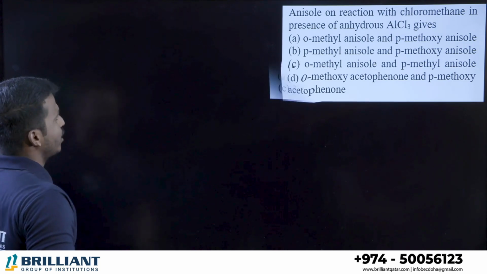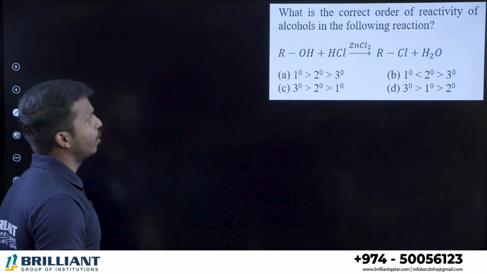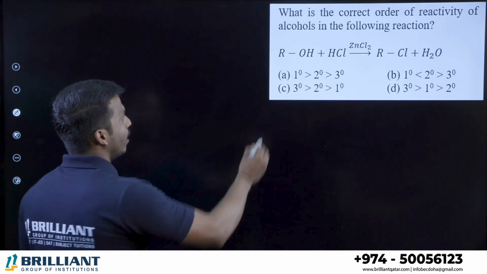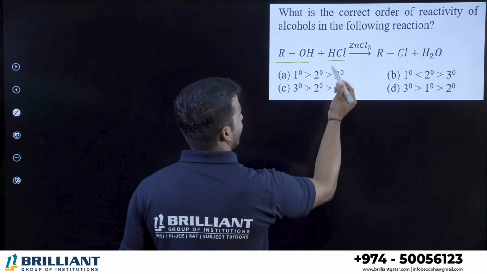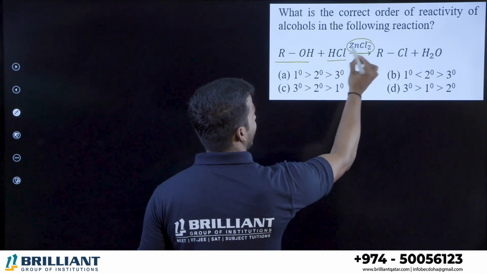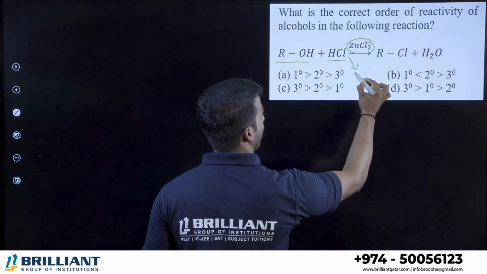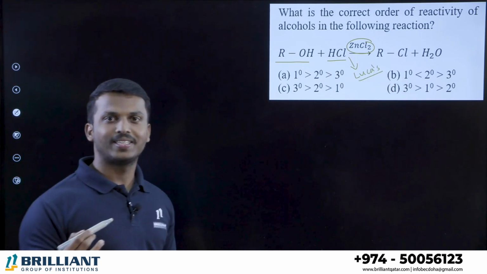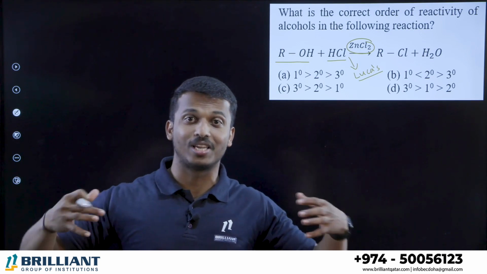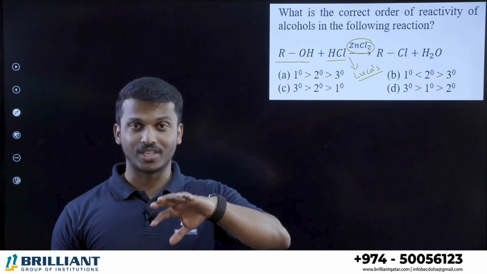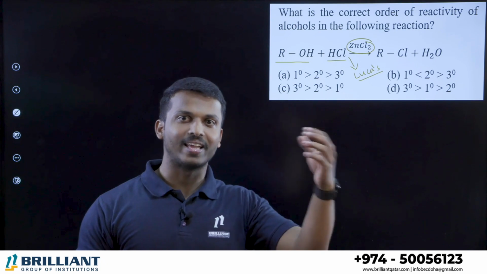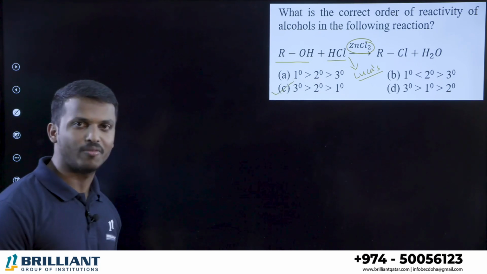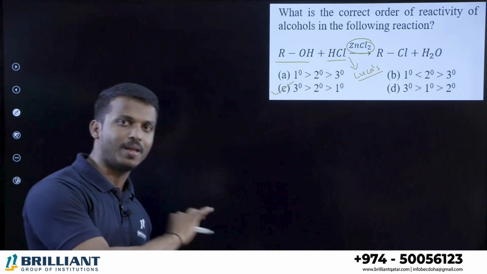Okay. Next one. What is the correct order of the reactivity of alcohol in the following reaction? Alcohol reacting with hydrogen halide in zinc chloride. What is hydrogen chloride with zinc chloride called? That is our Lucas reagent. You know the Lucas reagent gives an immediate reaction. Tertiary greater than secondary greater than primary. Lucas reagent reacts most with tertiary, least with primary.